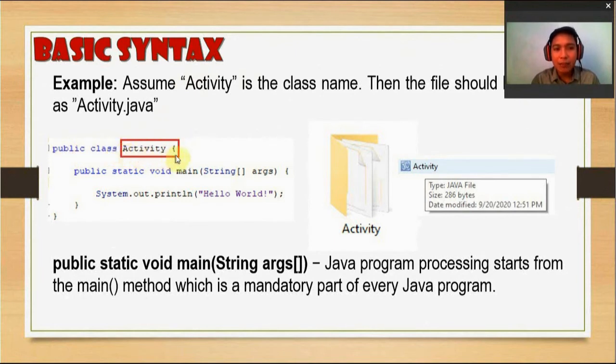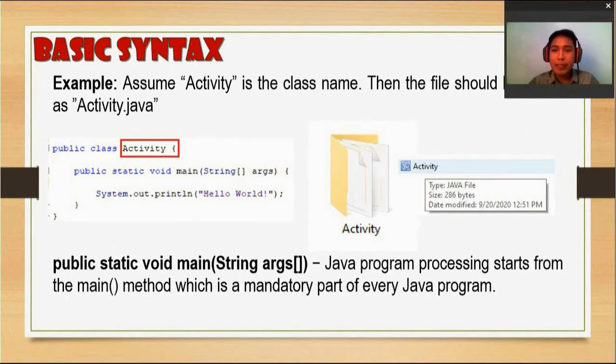The activity should be the same with your file name. As you can see in our illustration, the file name is the same with the class name. Okay? Next is the public static void main, which is our main method.